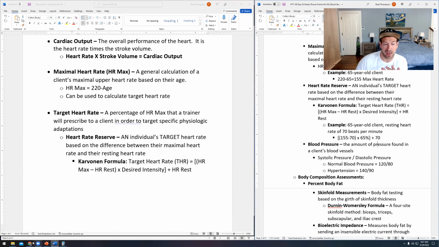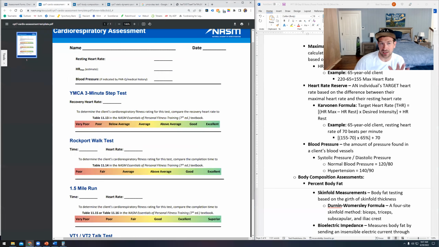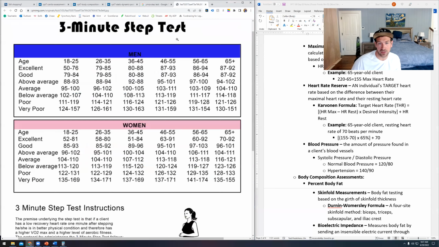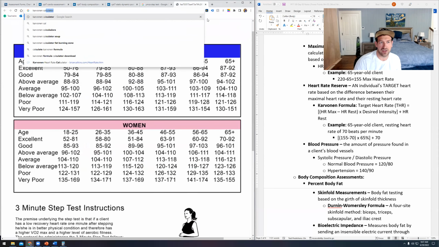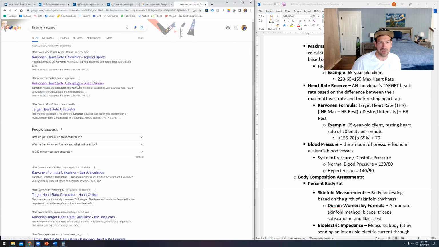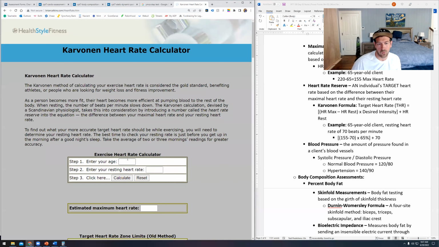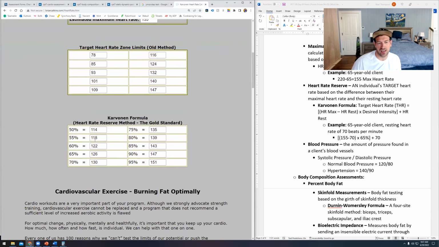You don't have to do all this math. Honestly, guys, there's calculators out there. You can get on the App Store right now. You can download NASM's app, actually, and it'll do it for you. But you can get on the App Store, or you can even just Google Karvonen calculator. And literally the second link right here, we got a 65-year-old client with a resting heart rate of 73 beats per minute. I hit calculate, and I go down here, and there's my numbers, right?